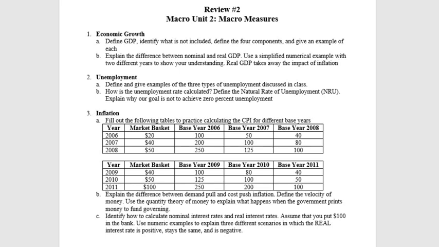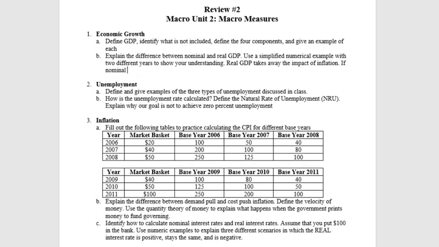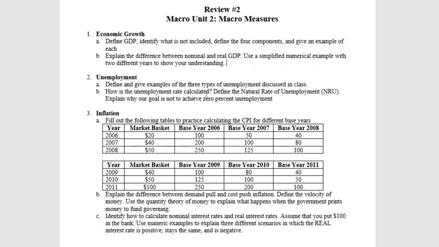Alright, now a simple numerical example would be if nominal GDP grew by 20% but inflation was 10%, then the real growth rate was only 10%. Okay, we're just basically taking away the impact of inflation there. Alright, let's see, go ahead and delete that. That was pretty simple. Define and give examples of the 3 types of unemployment: frictional, structural, cyclical.